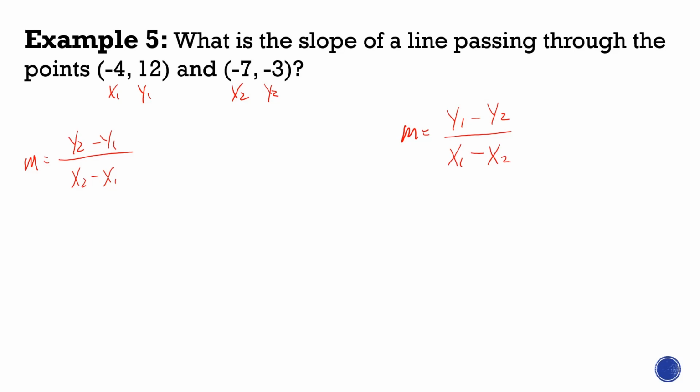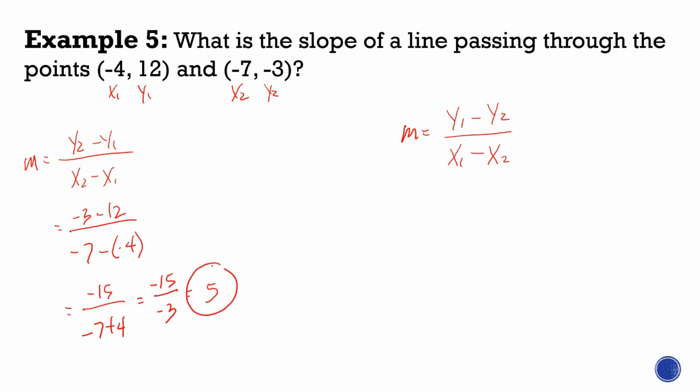So y2, what's our y sub 2? That's negative 3. What's our y1? That's 12. So negative 3 minus 12 over negative 7 minus negative 4. Negative 3 minus 12, of course, is negative 15. Both are negative. This will be negative 7 plus 4. So now we have negative 15 over negative 3, which is equal to 5.